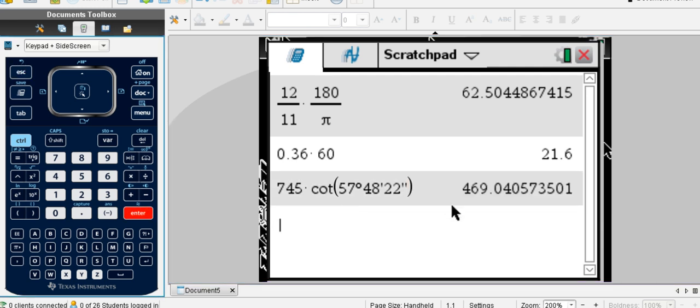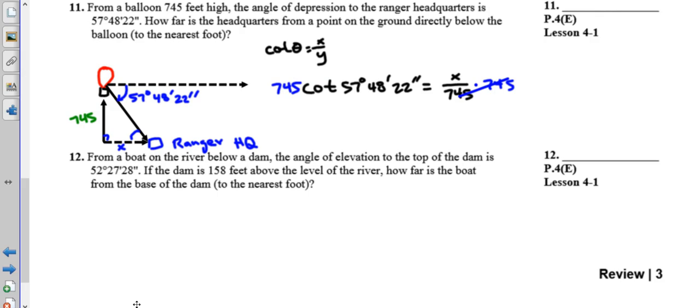I press enter, and my answer should be 469.04 feet, which we're going to round. It says to the nearest foot. If you're looking over here, it says to the nearest foot. So we'll say this is roughly 469 feet. And that's how we'd get our answer.